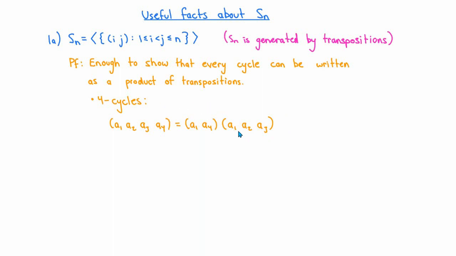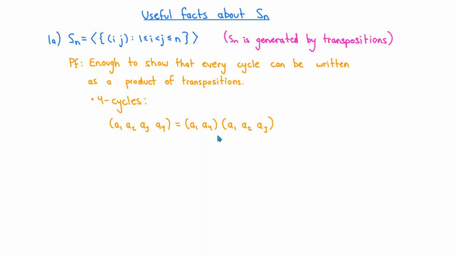So A1 maps to A2 and then it's fixed by the transposition. A2 maps to A3 and then it's fixed by the transposition. A3 maps to A1, which then maps to A4. And A4 is fixed by this three cycle and then mapped to A1 by the transposition. That means that the 4 cycle on the left is equal to the transposition times the 3 cycle on the right.